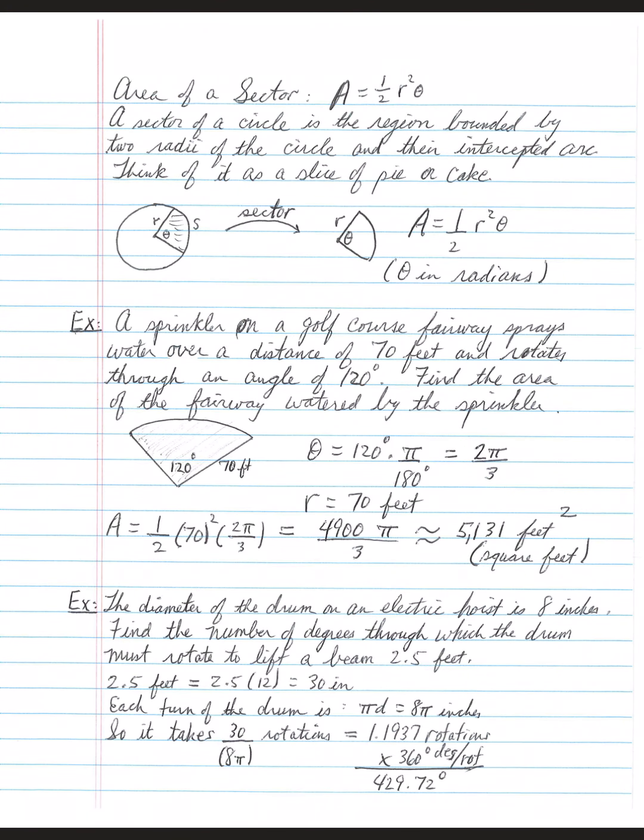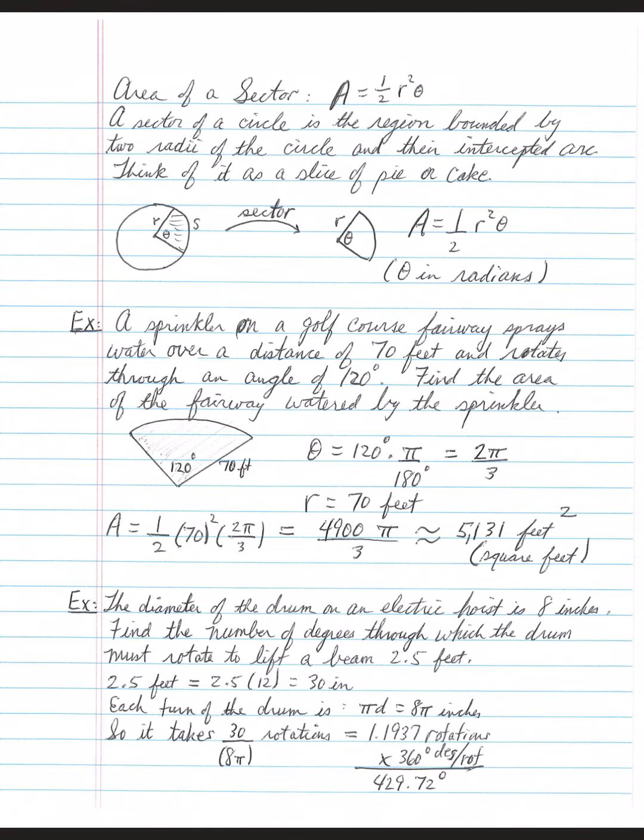The area of a sector, we have A equals 1/2 times the radius squared times the central angle in radians. A sector of a circle is the region bounded by 2 radii of the circle and their intercepted arc. Think of it as a slice of pie or cake, much like our diagram earlier. So take a circular cake or a pie, cut out a slice. That slice is called a sector.